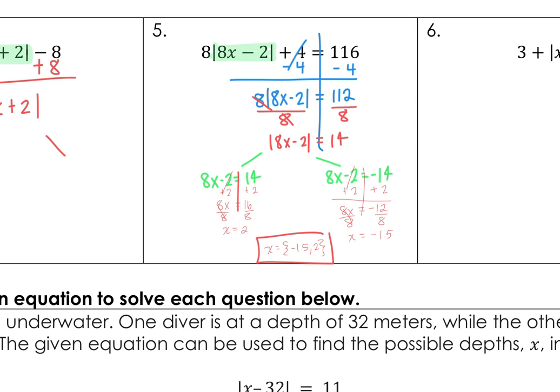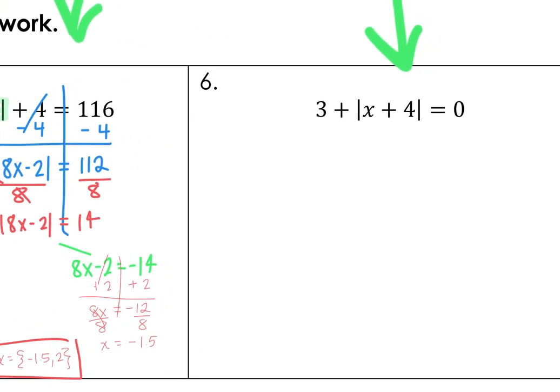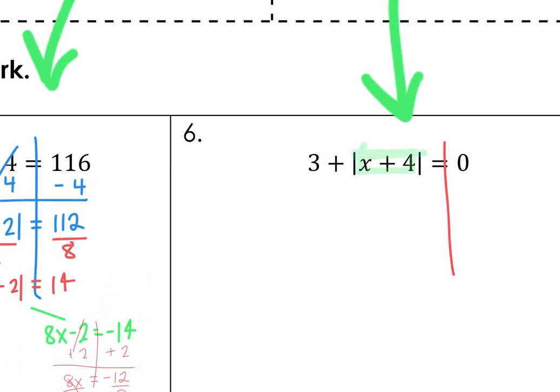And number 6 is going to be the easiest one. So number 6, I have 3 plus the absolute value of x plus 4 is equal to 0. So I need to get this absolute value part isolated first. Well, over on this side, we have a constant. This is a constant of 3, not a coefficient, because it's not touching. It's separated by an operator.